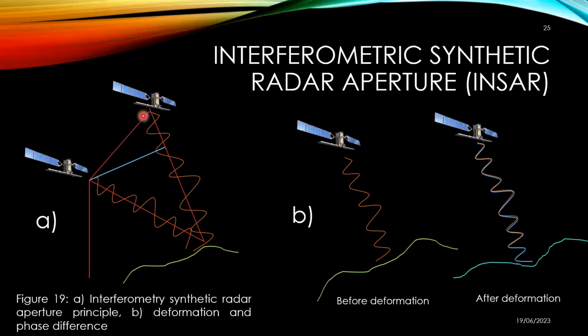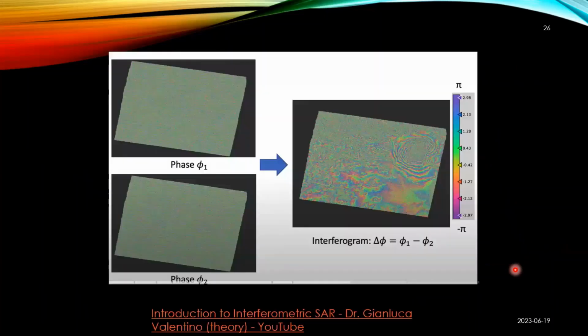It can be used for determining the topography, or it can be used for determining the deformation, if we can measure this phase difference. I think this is a very popular subject now. This is between radar remote sensing and also geodesy.